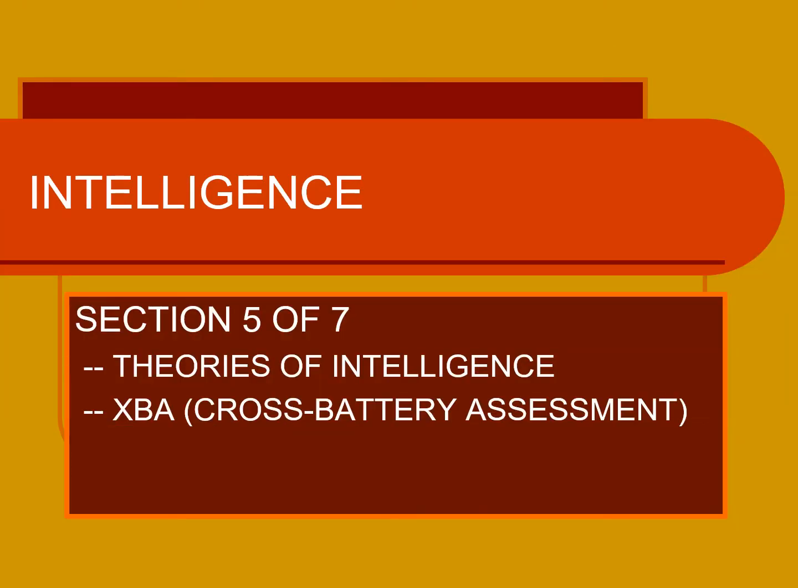Hello, we're now beginning section 5 of chapter 8. We're going to be talking here about two theories of intelligence and also touch on what is called a cross-battery assessment. Now, for a long time, there were two big opposing theories for how human intelligence is constructed.